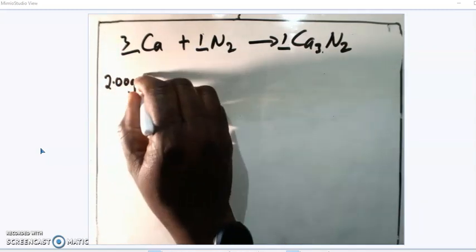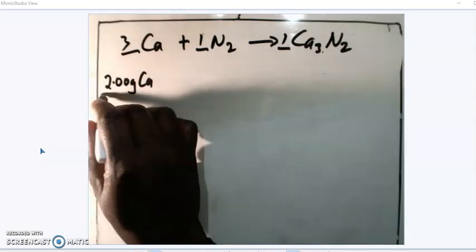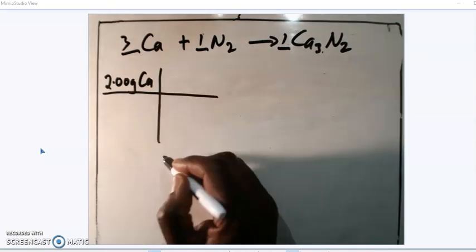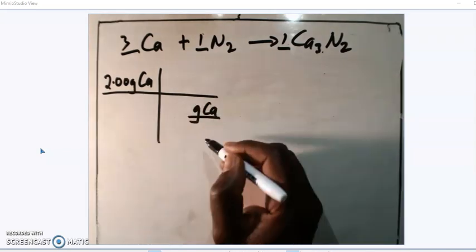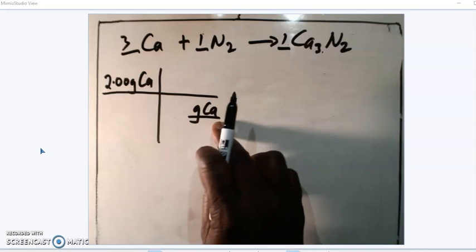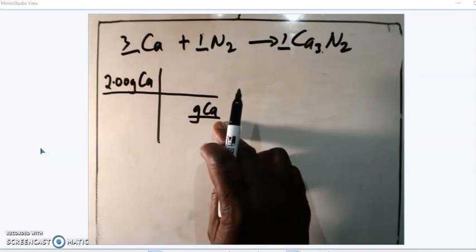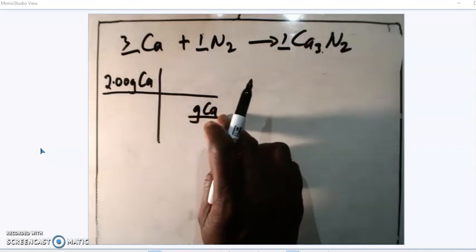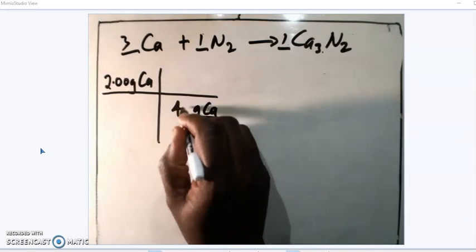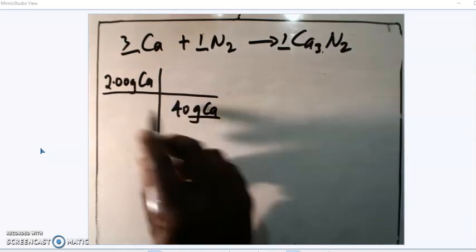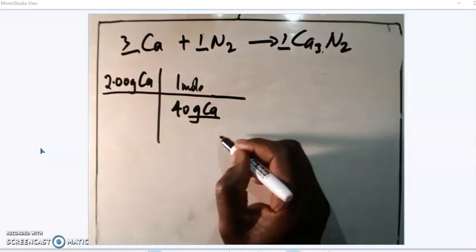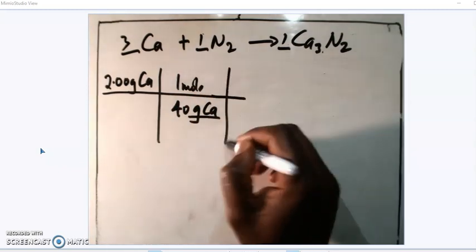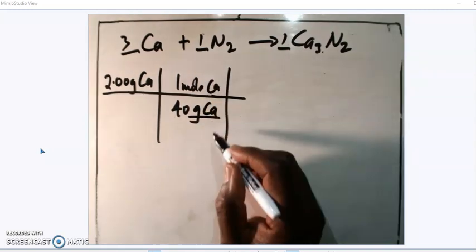2.00 grams of calcium. All right, make a T chart. What are we going to put here? Grams of calcium. And once you see the grams of calcium, what comes to your mind? Periodic table. So what is the mass of calcium? That will be 40 grams, because you have grams here. And this is 1 mole of calcium, right? That's step 1. Now, the next step, this is calcium. Always put your unit.